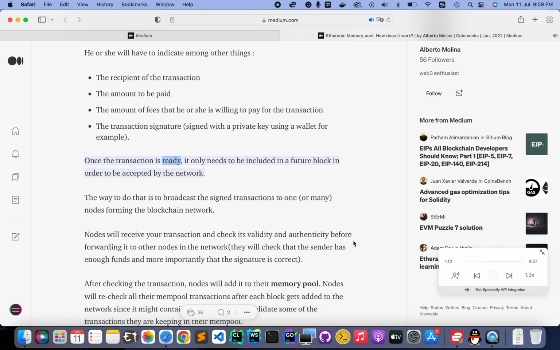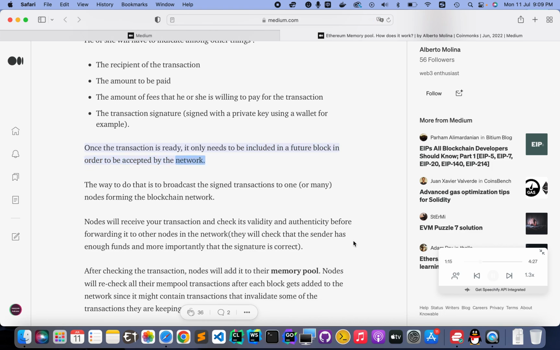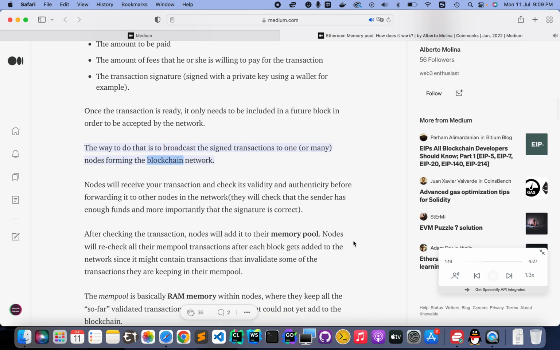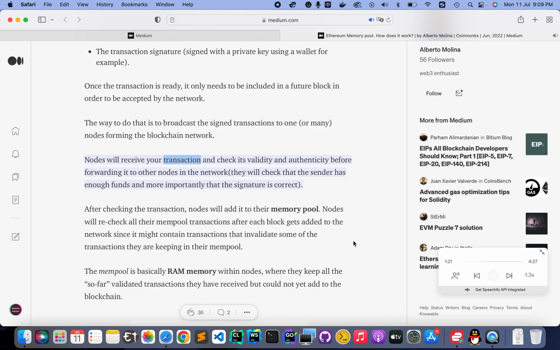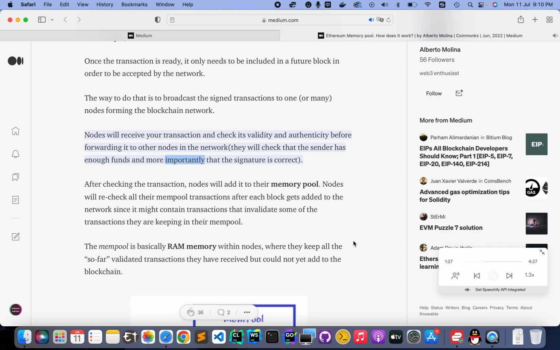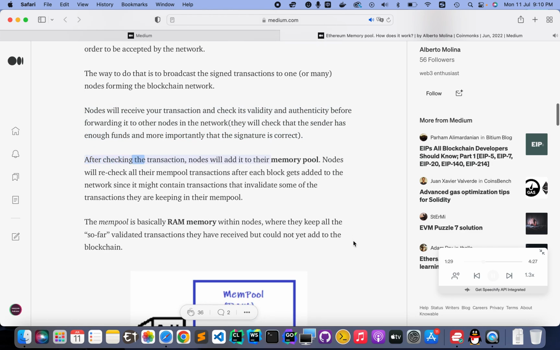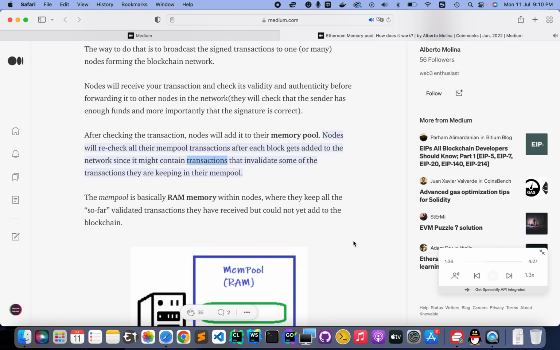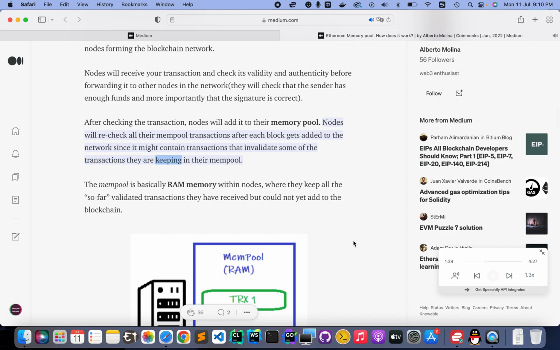Once the transaction is ready, it only needs to be included in a future block in order to be accepted by the network. The way to do that is to broadcast the signed transactions to one, or many, nodes forming the blockchain network. Nodes will receive your transaction and check its validity and authenticity before forwarding it to other nodes in the network. They will check that the sender has enough funds and, more importantly, that the signature is correct. After checking the transaction, nodes will add it to their memory pool. Nodes will recheck all their mempool transactions after each block gets added to the network, since it might contain transactions that invalidate some of the transactions they are keeping in their mempool.